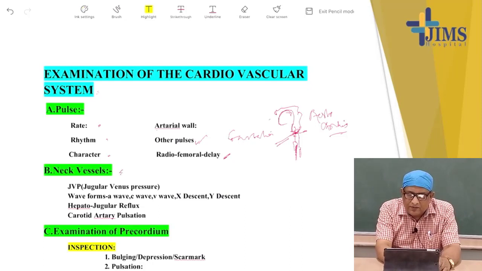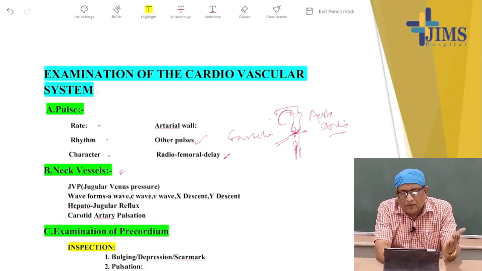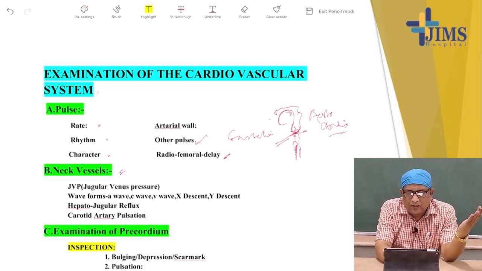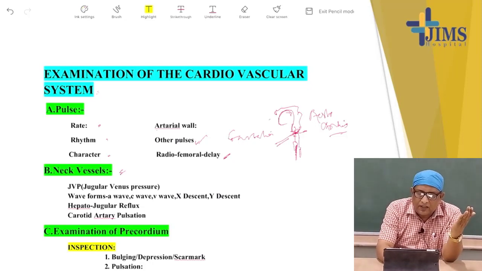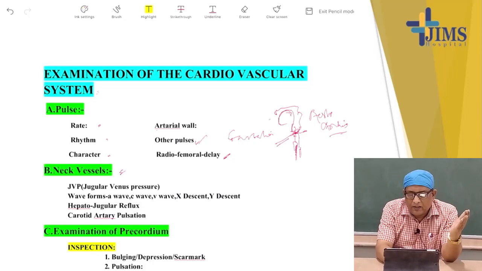Then the neck vessels. It is very, very important to examine the neck vessels. There are certain procedures in examination of the neck vessels, particularly to see the jugular venous pressure. We have to lie the patient at a 45-degree angle, and we have to see from the right side in good light, and we have to see the venous pulsation and the arterial pulsation.